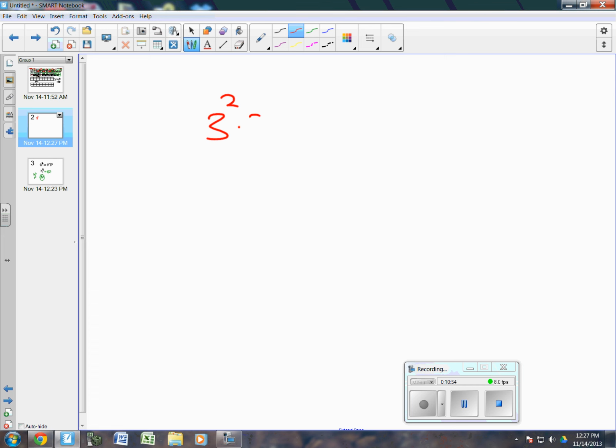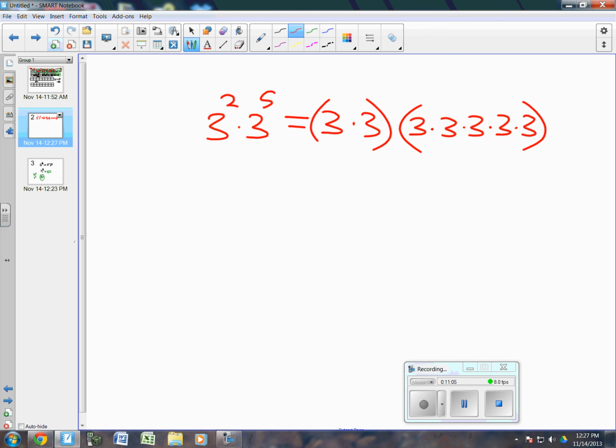3 squared times 3 to the 5th means, the 3 squared means 3 times 3. That's that grouping. And the 3 to the 5th means 3 times 3 times 3 times 3 times 3. That's a total of how many 3's being multiplied together? 3 to the 7th. Well, the fast way to get that would have been 3 to the 2 plus 5 is 3 to the 7th. Okay? When the bases are the same and you're multiplying, you can add the exponents. Got it?